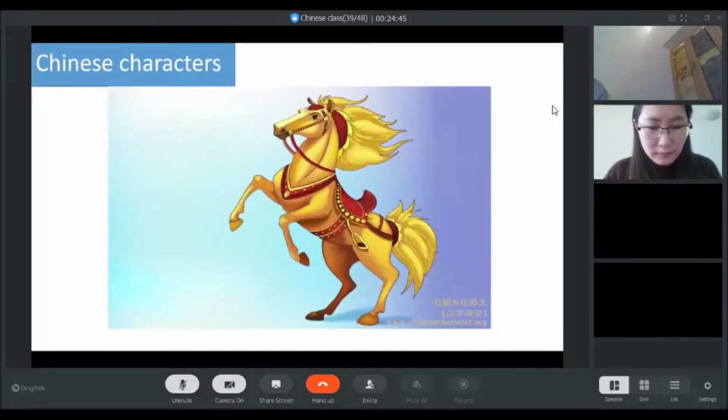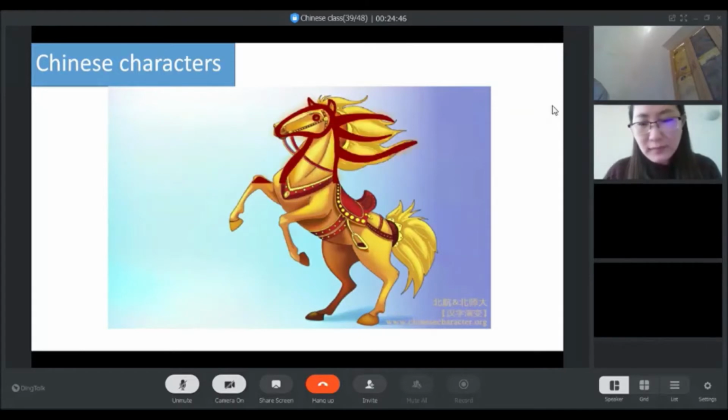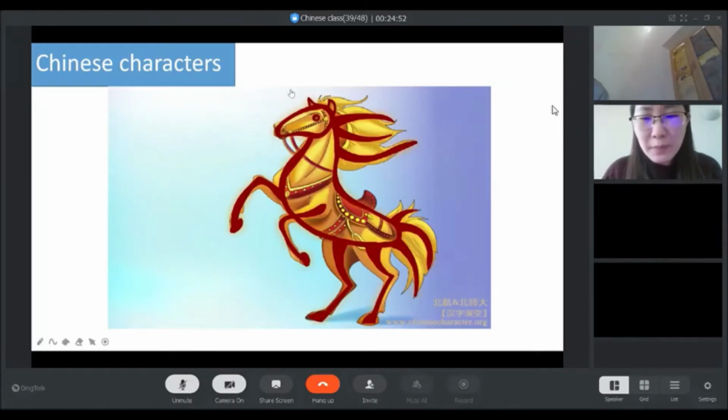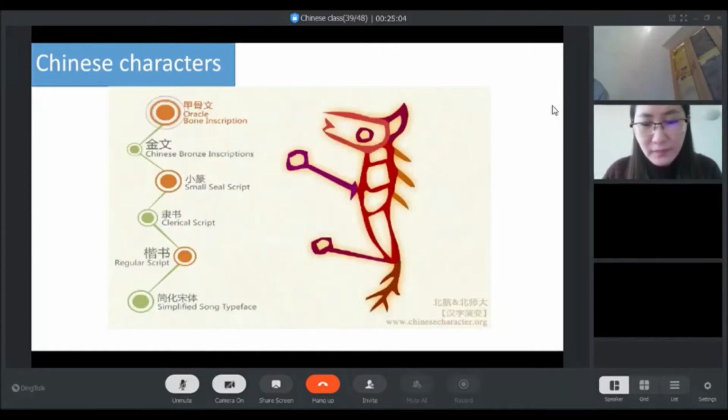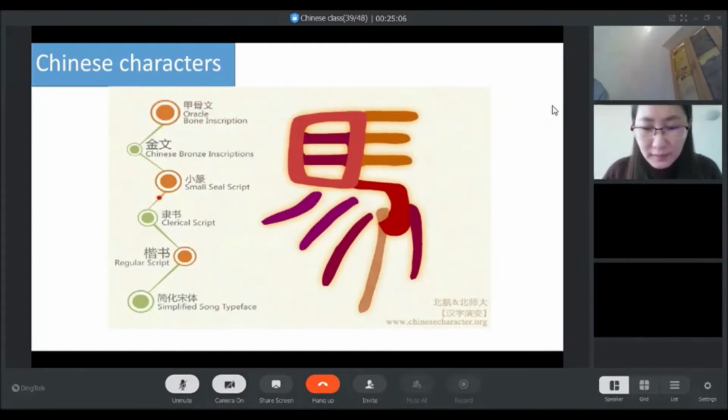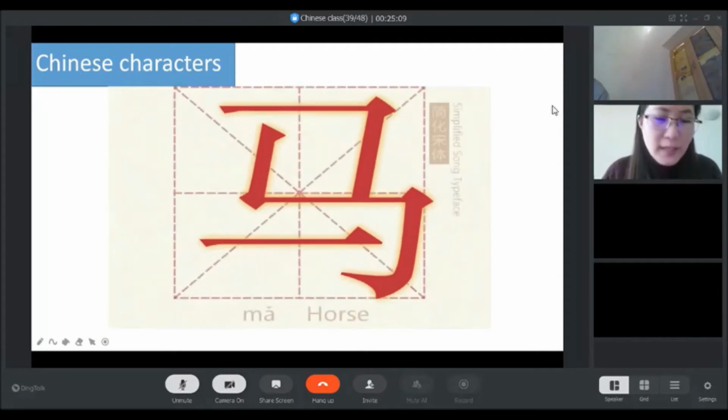甲骨文和金文的字形都是一匹马的形。 So these words come from the picture of this horse. Later it changed after thousands of years to different forms. 小篆。简化字。 And now we use this word to express this one, 马.